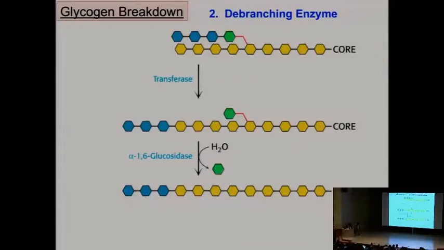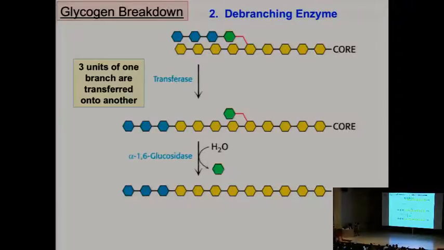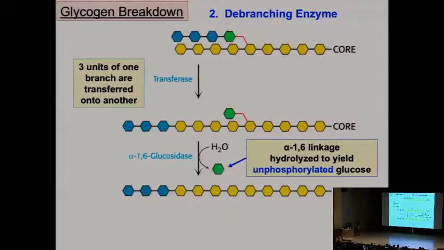Debranching enzyme is not as well understood, although interestingly in mammals, it's one enzyme with two different active sites performing these two very different jobs. It has a transferase domain that again moves those 3 glucose units that are blue on the top from the branch onto the main chain. And then it has the alpha-1,6 glucosidase domain that cleaves off that last alpha-1,6 linkage, and that yields unphosphorylated glucose.